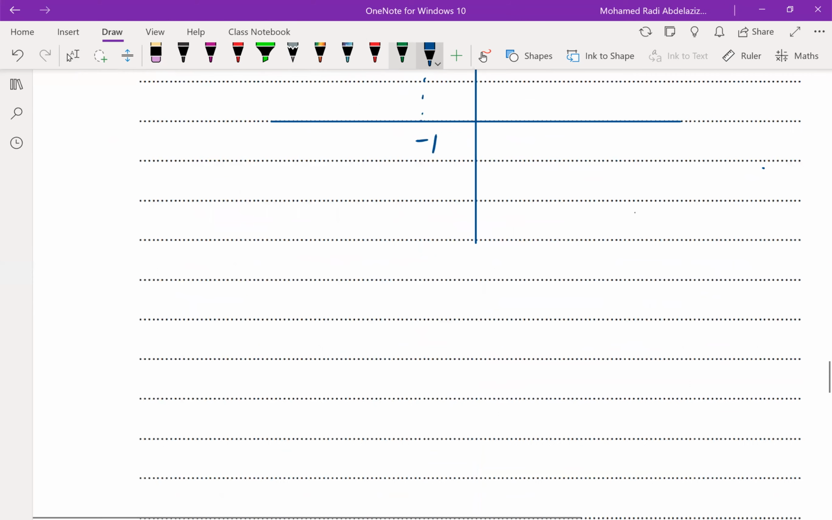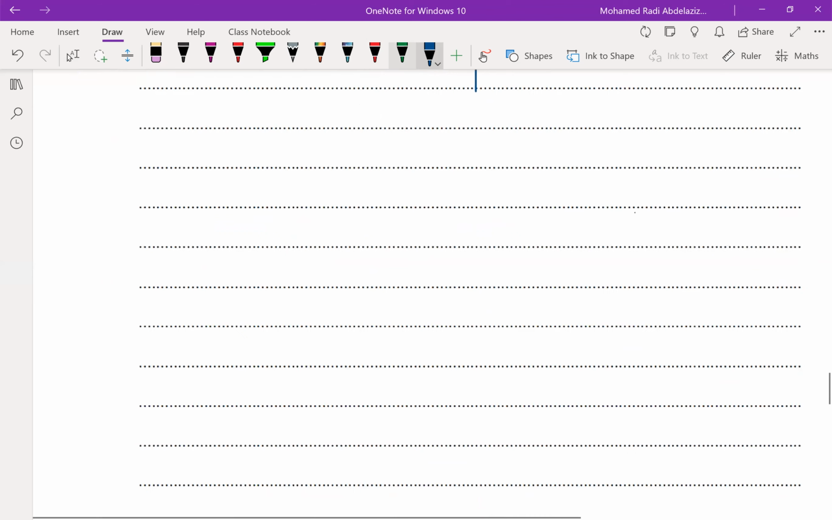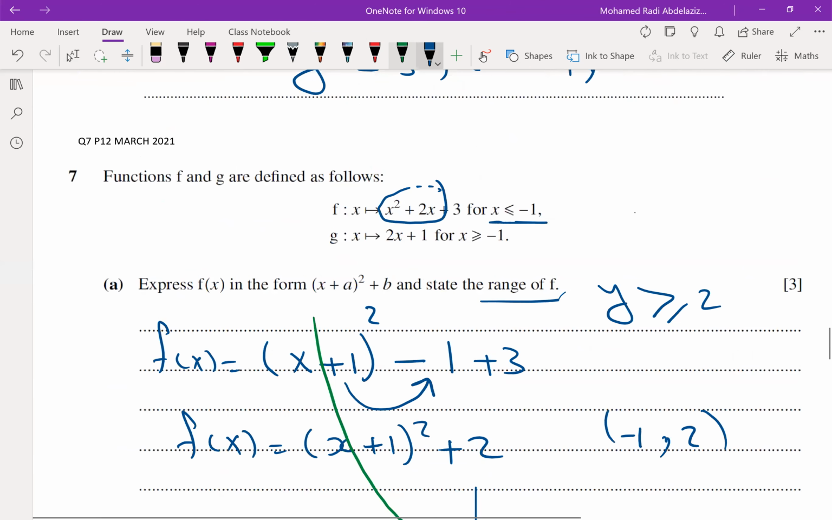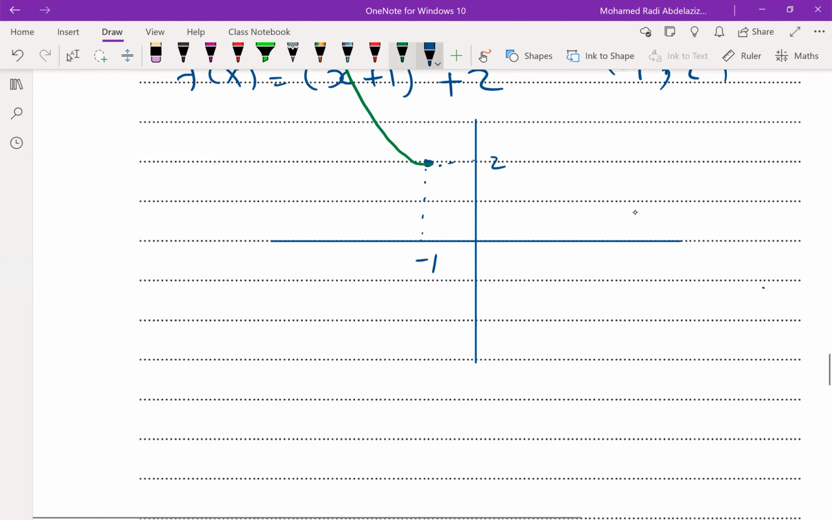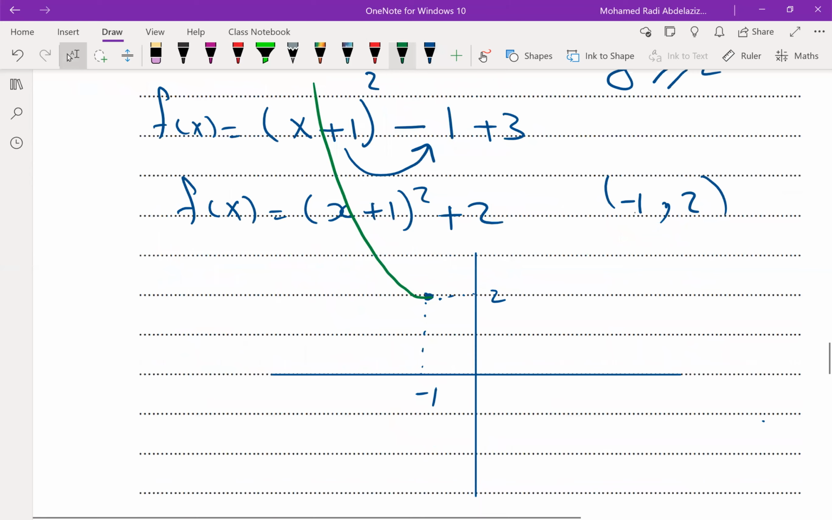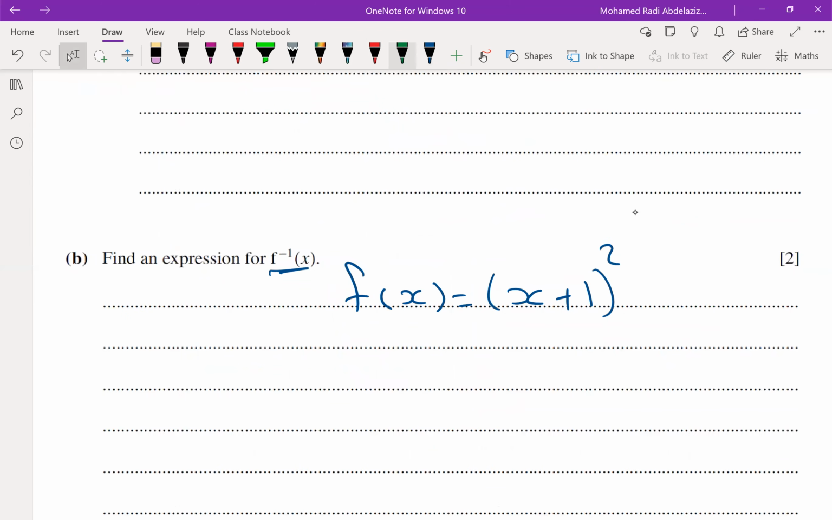This is part A. Part B, find an expression for f inverse. For a quadratic function, don't try to get the inverse from the standard form, but try to get it from the completing square form. This is why I will start from part A: (x + 1)² + 2. Start by writing y is equal to (x + 1)² + 2.